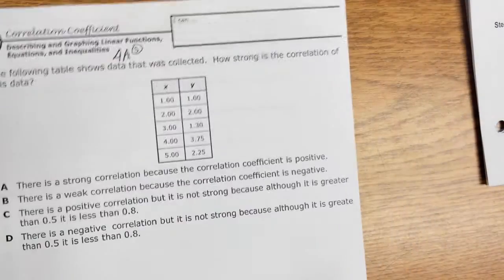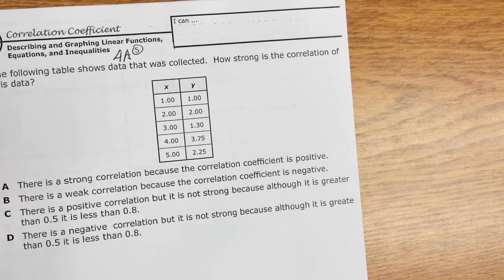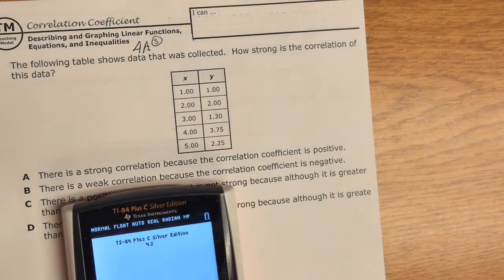So with that being said, let's look at this data here. It says the following table shows the data that was collected. How strong is the correlation of this data? In order to find this, we're going to enter this data into our calculator. Everybody needs to turn on their calculator. You need to make sure that your calculator is reset. I asked them all from first period, but please do it again now just to make sure. All right, so my RAM's cleared.